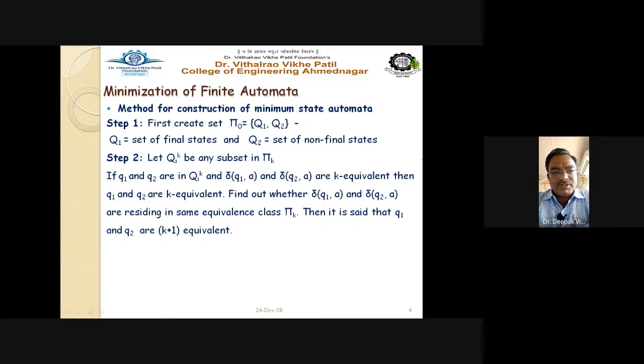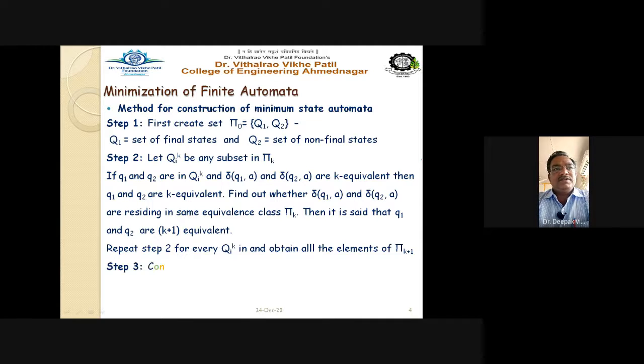It can be said that they are 1-equivalent, or 2-equivalent, or from the 1-equivalence class or the 2-equivalence class. This is step number 2, and we have to repeat step number 2 for every Qi and obtain all elements of pi k+1. Step by step we have to go on finding the equivalence classes, right? In step number 3, construct pi n, that is, for n equal to 1, 2, 3, we have to construct these equivalence classes.